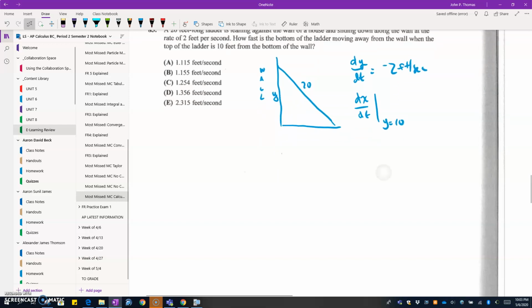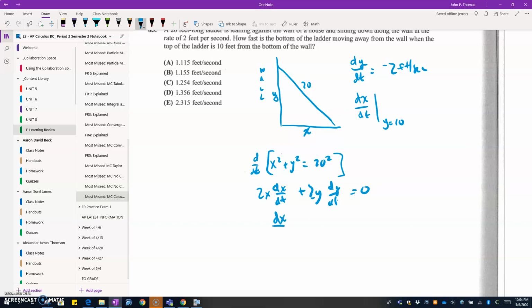Alright, so first thing we're going to do is get a relationship between the x, y, and 20. So x squared plus y squared equals 20 squared. Take the derivative of both sides with respect to t. So I get 2x dx/dt plus 2y dy/dt equals 0. Alright, so we're curious about dx/dt, so I'm going to go ahead and solve for that. So dx/dt equals negative 2y over 2x, times dy/dt.